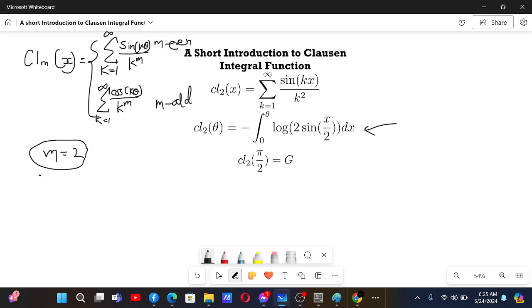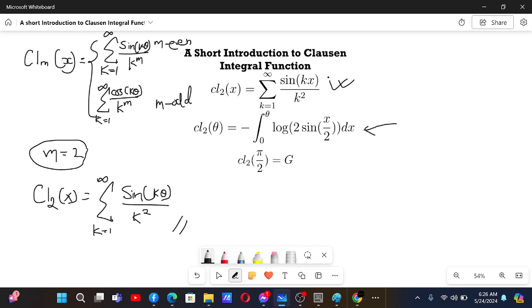If we substitute m as 2, this will just be Cl2(x) equals. Now since 2 is even, this will be a sum from k equals 1 to infinity of sin(kθ) by k to the power 2. So this is the definition of the Clausen integral function, as you can see over here.